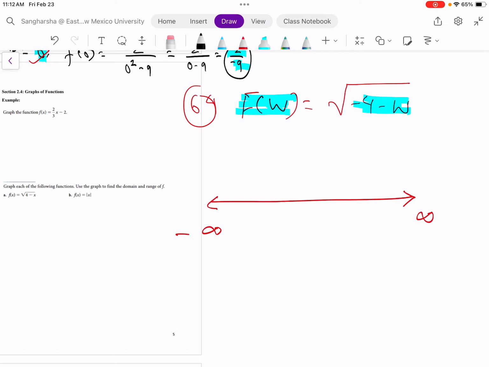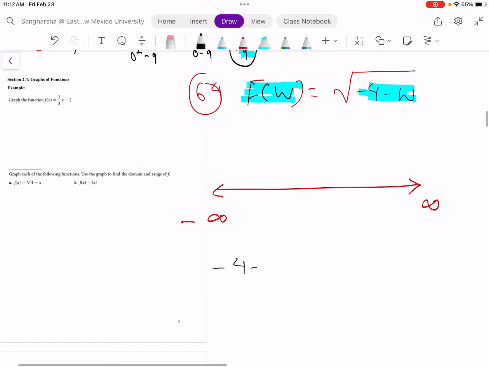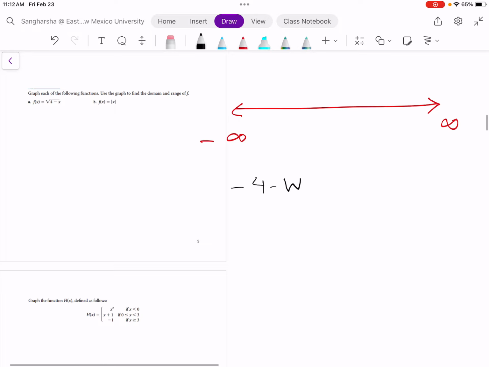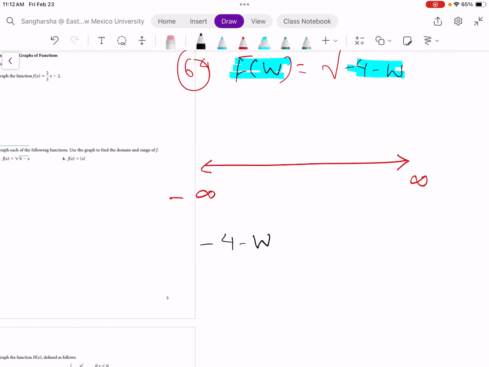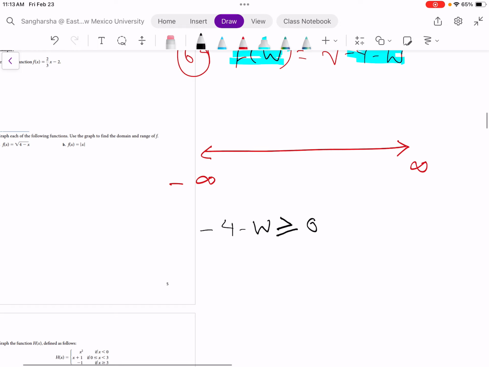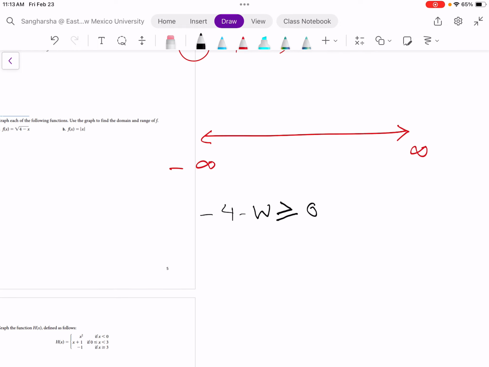So the expression is negative 4 minus w. This is what we have under the radical sign. This expression is one number. This number has to be greater than or equal to 0. Only then is the square root of this number defined. Now we have this inequality, we solve it, and the solution of this inequality is the domain for this function. Now how do we solve? We add 4 on both sides.